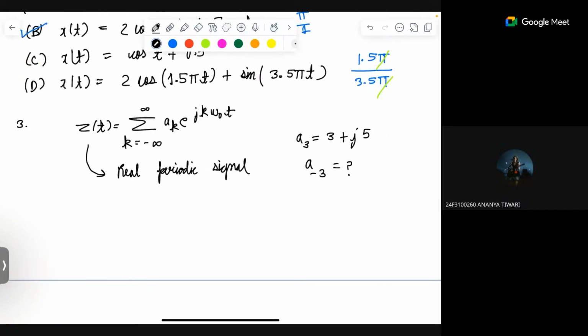So, hint for this question, you will have to use properties. Like if z(t) is real, then what corresponding property do we have for a_k? That is what you will have to use here. Do you remember if z(t) is real, then what will the Fourier series coefficient be?